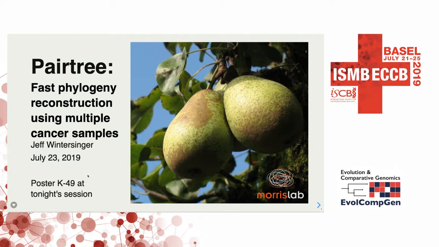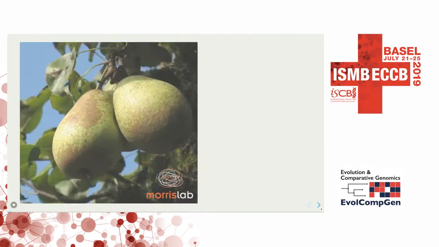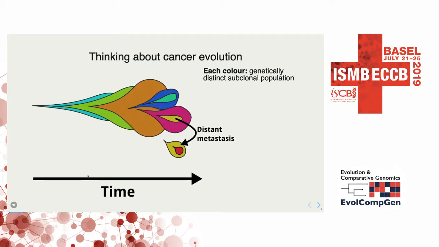So hi, I'm Jeff. I'm part of Quaid Morris's group in Toronto, and I'm going to be talking to you today about Pairtree, which is a new algorithm we've developed to do fast phylogeny reconstruction using multiple cancer samples. So I won't dwell on the background terribly much. Suffice it to say that cancer within a patient is not a homogeneous disease. We have multiple genetically distinct subpopulations.